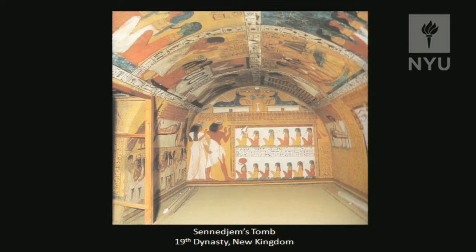A prime example of this is Seneghem's tomb, shown here, the first tomb to be discovered in the cemetery at Deir el-Medina. Seneghem held the title Servant in the Place of Truth, which meant that he worked on the excavation and decoration of the royal tombs. His tomb is one of the most beautiful in Deir el-Medina cemetery, and the paintings in it show that Seneghem considered himself and his family to be part of the ancient Egyptian elite class.